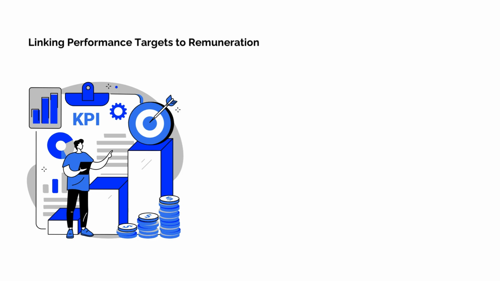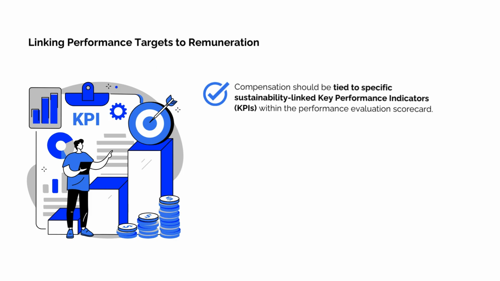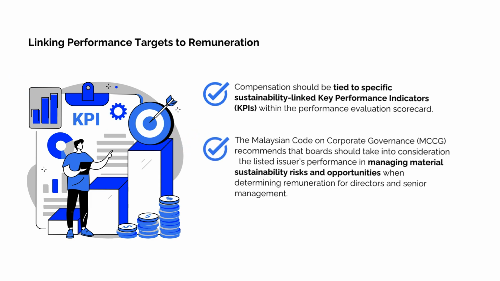To increase accountability and encourage better sustainability practices, Bursa Malaysia recommends linking the remuneration of boards and senior management to sustainability performance. Compensation should be tied to specific sustainability-linked key performance indicators, KPIs, within the performance evaluation scorecard. Additionally, the Malaysian Code on Corporate Governance, MCCG, recommends that boards should take into consideration the listed issuer's performance in managing material sustainability risks and opportunities when determining remuneration for directors and senior management. Doing so indicates that sustainability is fully integrated into the listed issuer's decision-making processes.